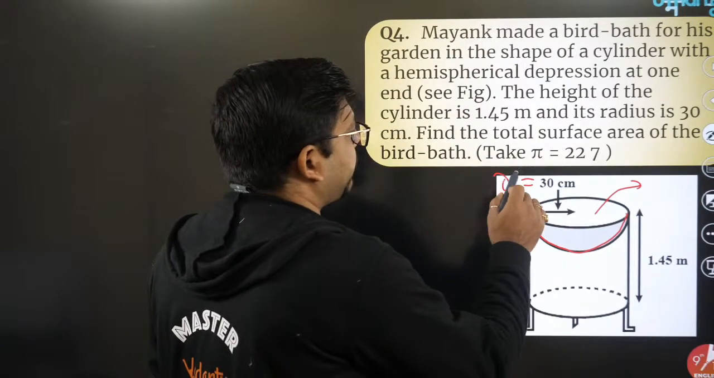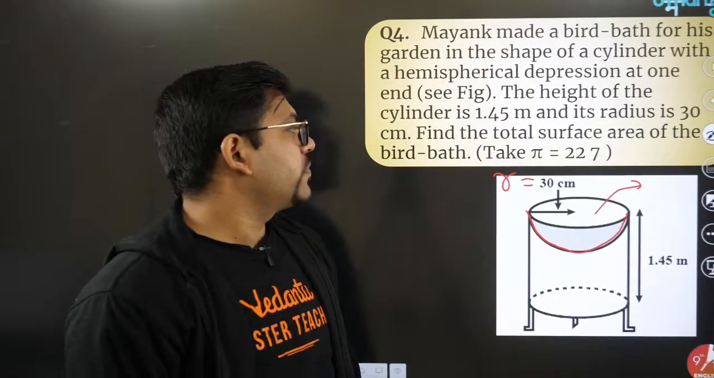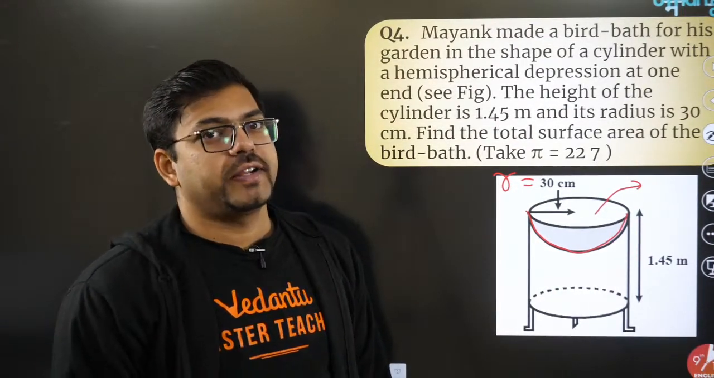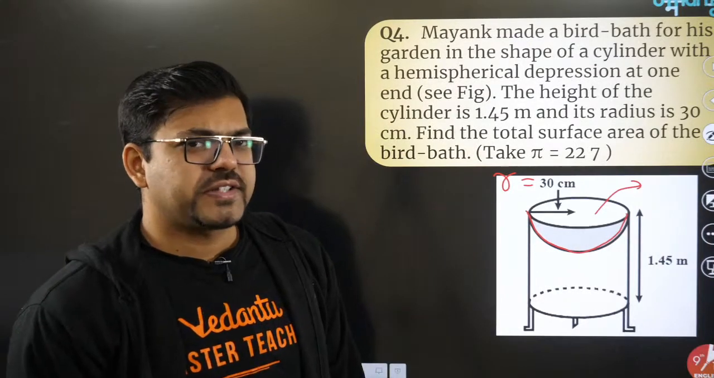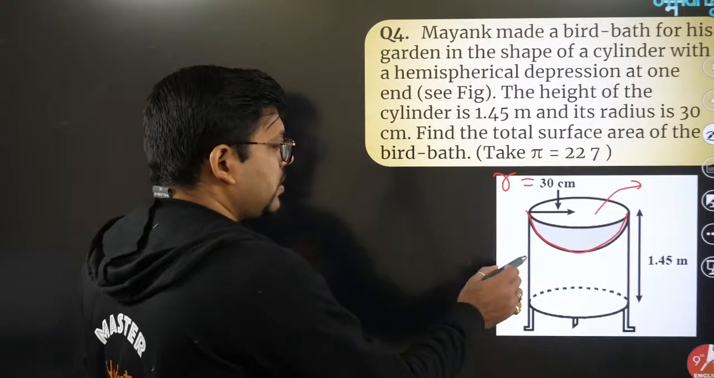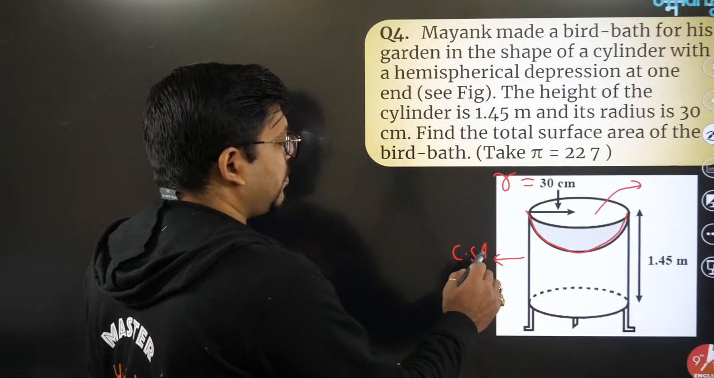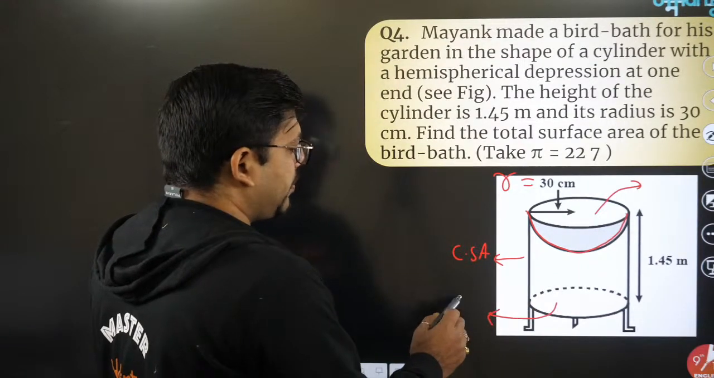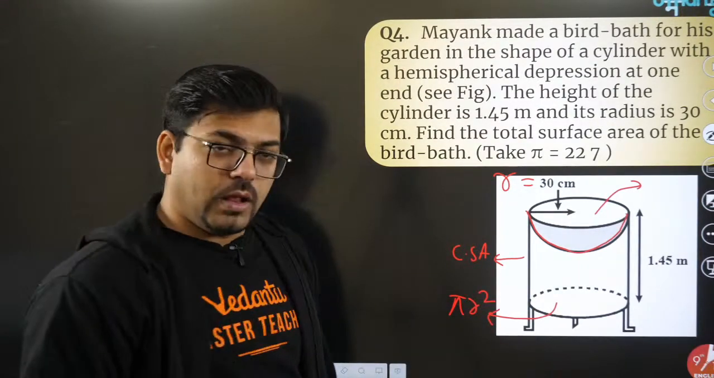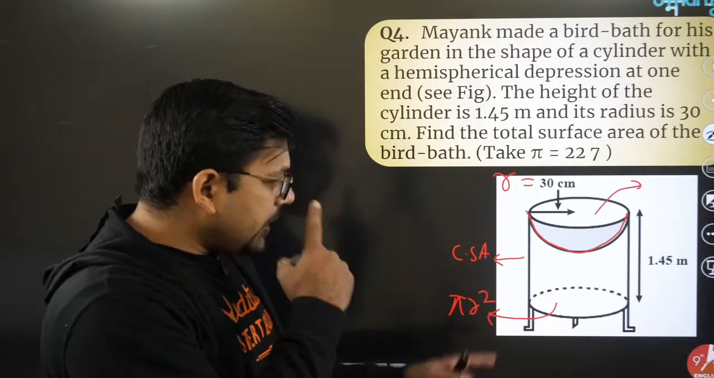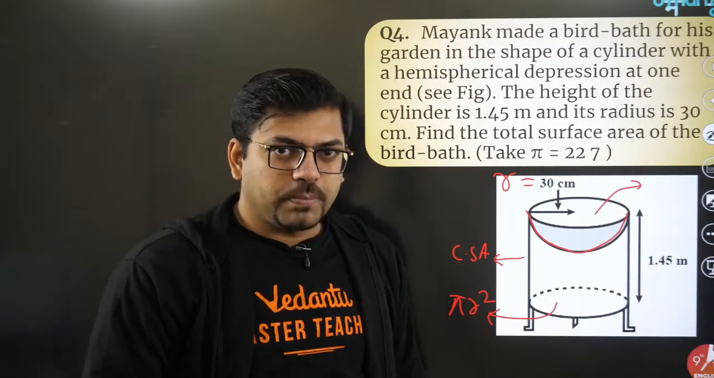So this is the radius. Find the total surface area of the bird bath. For total surface area, what you'll have to do is very simple. CSA will be there. Area of the bottom, pi r square, will be there. At the same time, area of top won't be there because there is no top.